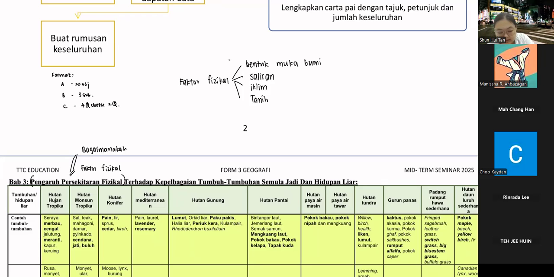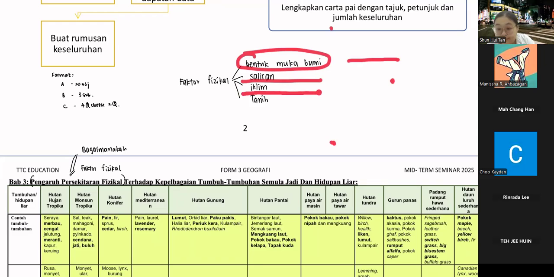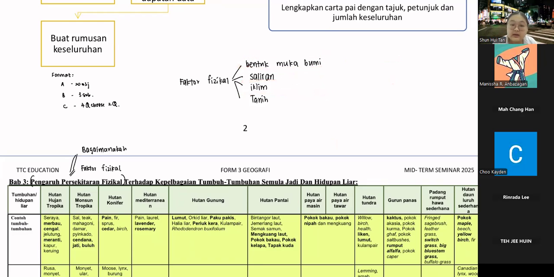Be aware that the exam may ask you in this way, especially bahagian C, they may ask you, bagaimanakah? Like how? Bagaimanakah bentuk muka bumi mempengaruhi tumbuh-tumbuhan di atas? Bagaimanakah saliran mempengaruhi aktiviti di atas? Apakah atau bagaimanakah iklim mempengaruhi tumbuh-tumbuhan hidupan liar di atas? And this is going to be similar with your chapter 4. They will have related questions.